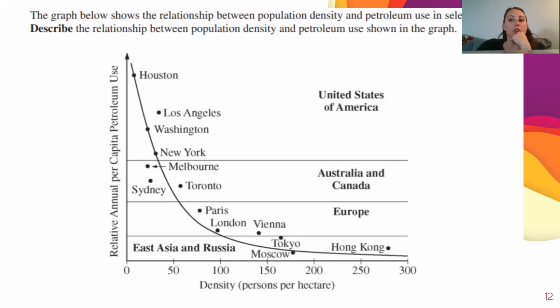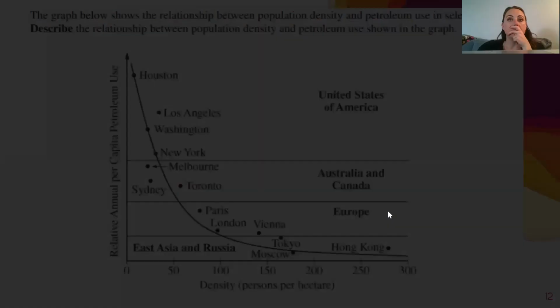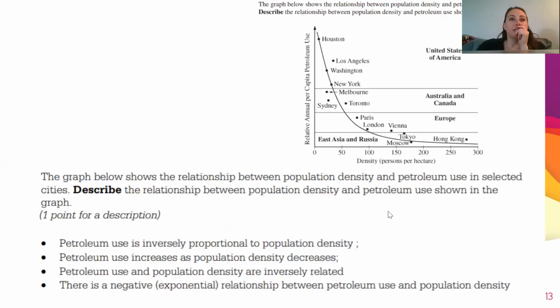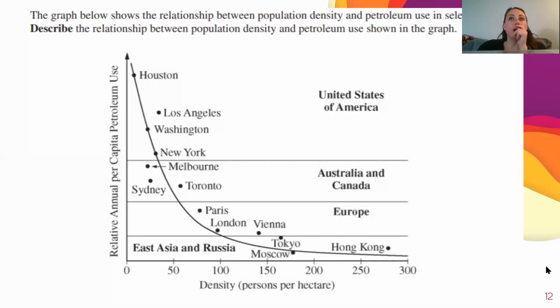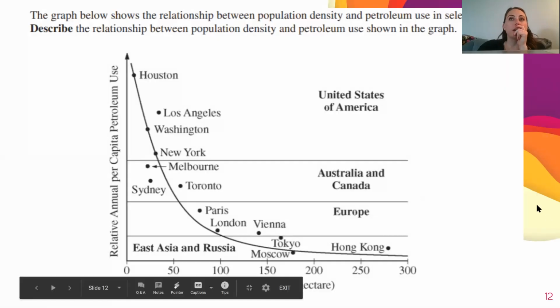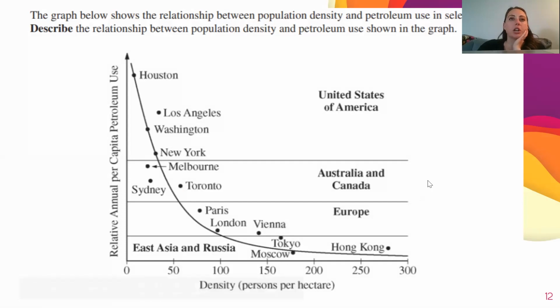So the first thing I would encourage you to do on FRQ number 2 is to just make some observations, make some claims about your graph. Don't even look at the questions, just cover them up and then record, okay, this is what I think the graph is telling me. This one says to make sure that we describe the relationship between population density and petroleum use as shown in the graph. And so we talked a lot about that.